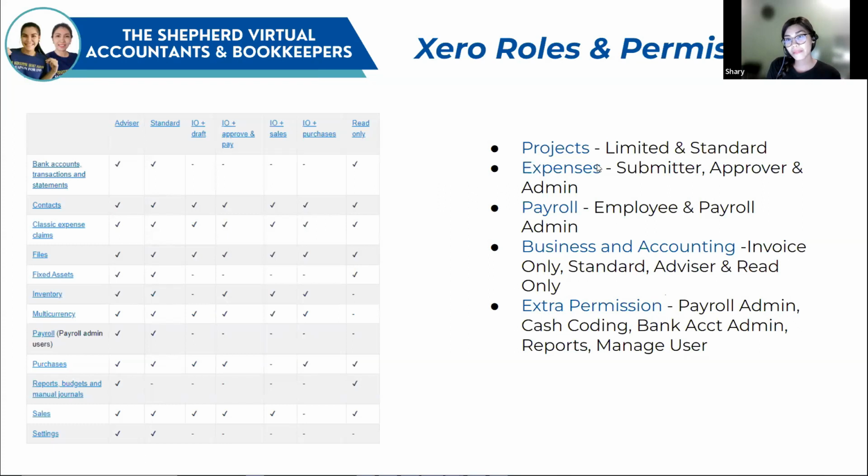Ito yung mga payroll admin, yung cash coding. Ito cash coding kapag bulk entries. Okay? Pwede kang mag-reconcile, let's say, 500 items. Okay, so isang click lang. Ganyan. Ang process is cash coding. Okay, and then bank account admin, reports, and manage users. So, yun yung mga extra permission na pwede nyo pa pong i-add dun sa mga existing roles and permission na binigay nyo na po dun sa user. Okay? So, yan. Para lang di po kayo nagtataka.